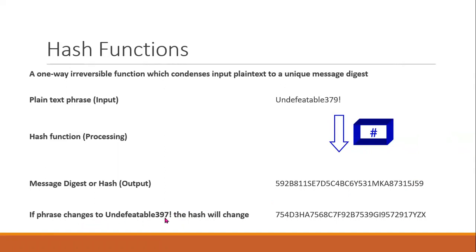If the phrase is changed, if I were to change that to undefeatable 397 exclamation mark instead of 379, the hash will change. It won't simply change by one character here. It will totally change. And that's what our system sees. So when we type in a single letter incorrectly in our password, the hash function that the system receives in the back end is different and will get rejected.